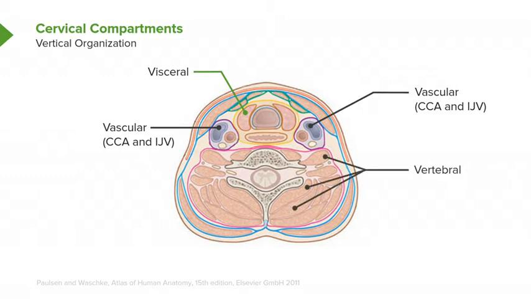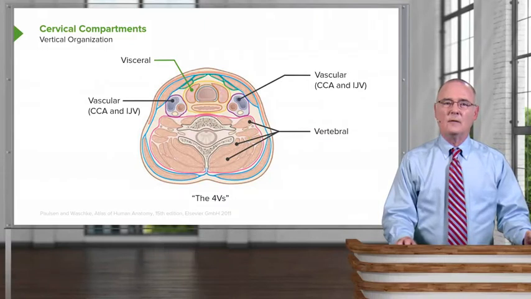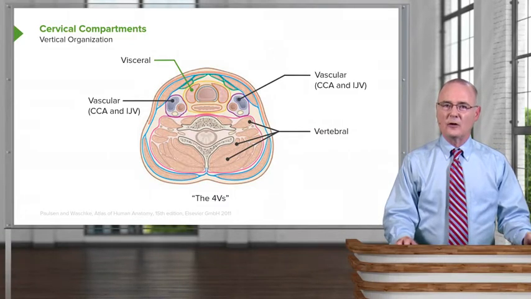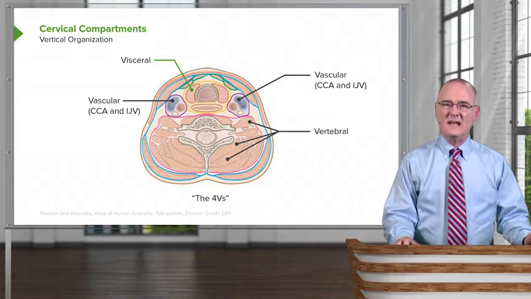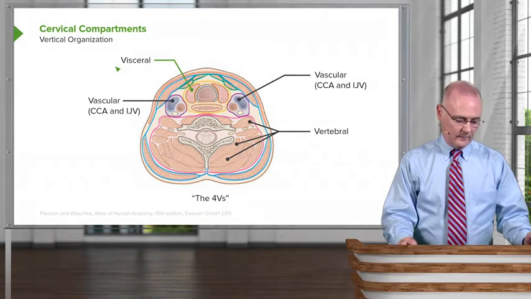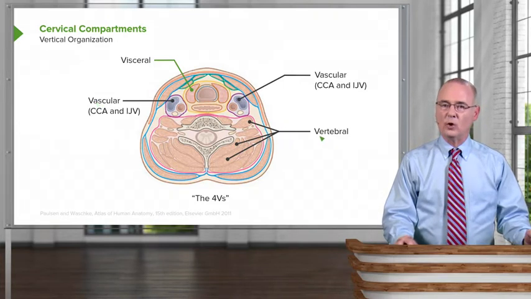The 4th compartment is referred to as the vertebral compartment, and the vertebral compartment contains structures that are associated with this region of our anatomy, and we can see various vertebral muscles that are identified by these multiple leader lines. When we sum everything up, we can characterize the cervical compartments as being the 4 V's. 1 visceral, 2 vascular, which brings us to 3, and then the 4th V would be the vertebral compartment.